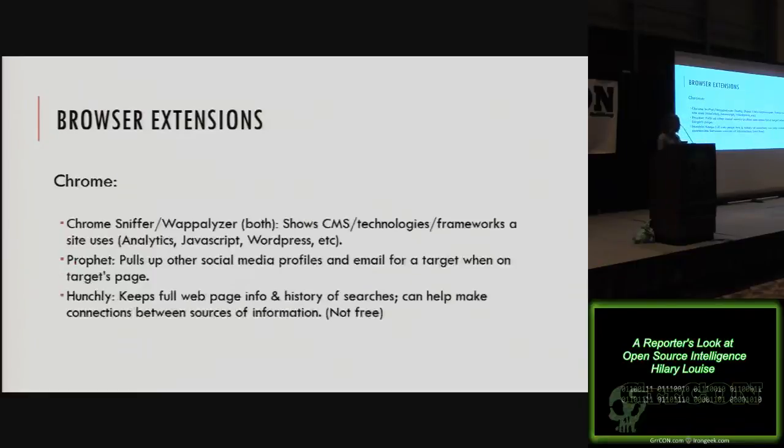So those are Firefox. There are also some for Chrome. One thing I have used is Chrome Sniffer. It will show different technologies and frameworks for any particular website. So it will tell you if it's on WordPress. It will tell you if it uses Flash. It will tell you if it has other framework things. Sometimes it can tell you what the programming language might be, which can be helpful for a number of reasons. So I have used that one and I do like it.